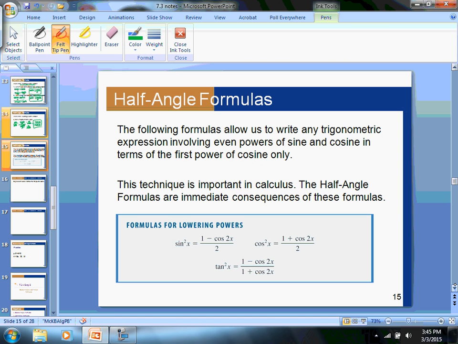So that's where those formulas come from. The formulas for lowering the power. And again, that's just getting rid of a squared. If you didn't want an expression that had sine squared or cosine squared or tangent squared, this is the equation or the formula you'd have to use to get that value.